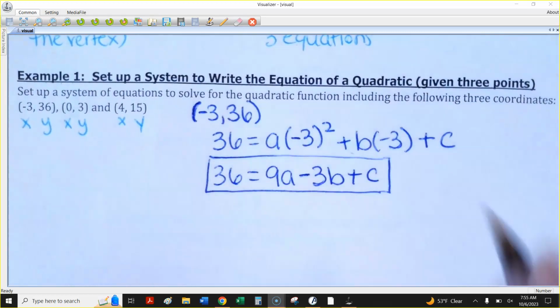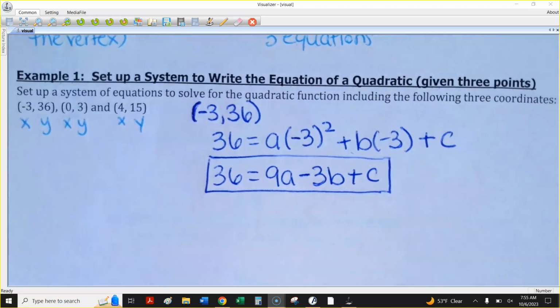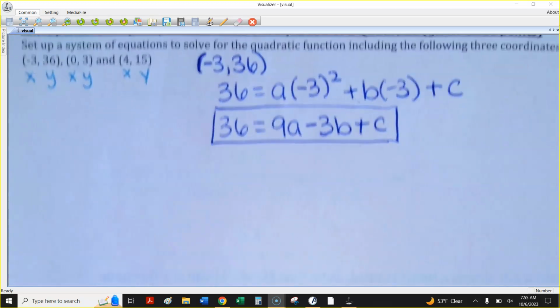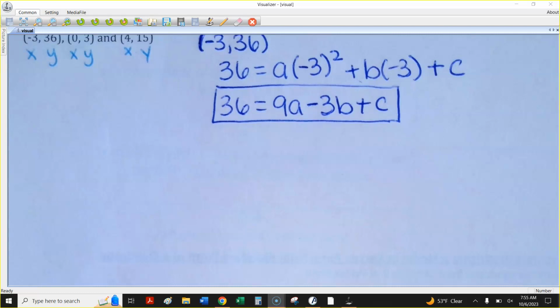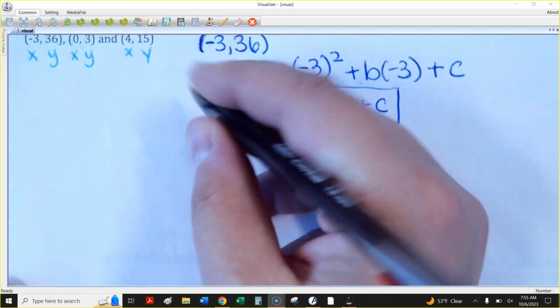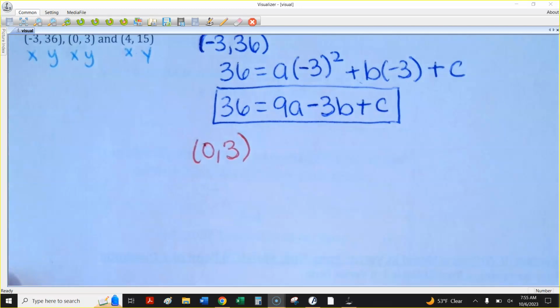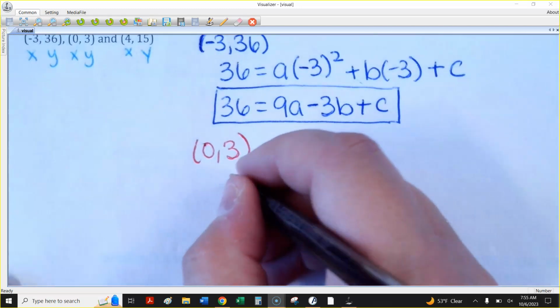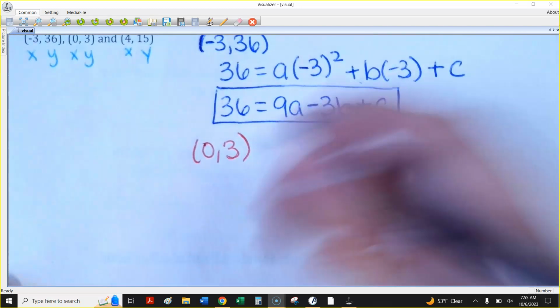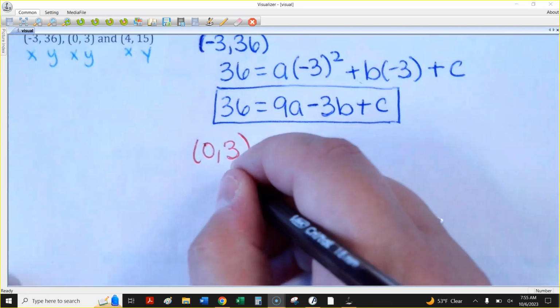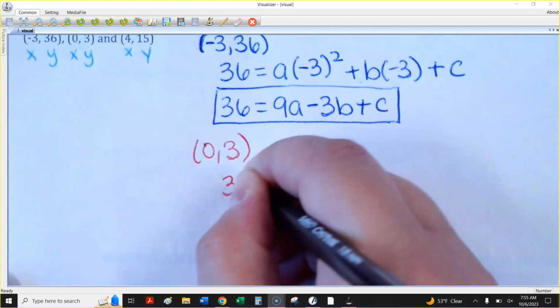Okay, now I'm literally just going to repeat that process with each of the points. So that'll give me 3 equations, and then we can use them for our 3 variables. So the second point they wrote down, this will be very nice for us, was 0, 3. Now, why I say this is really nice for us, because everywhere I see an x, I'm going to put a 0, and it's going to wipe out 2 of the terms. So the y coordinate there is 3. So you're going to start your equation out with 3.